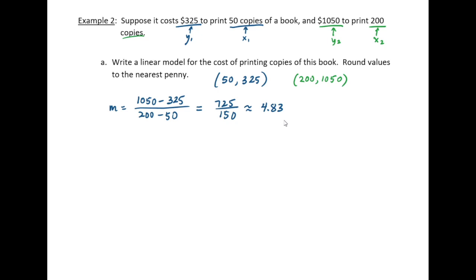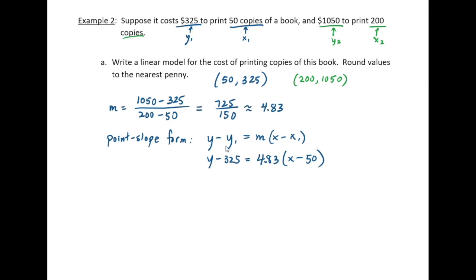Now to find the equation of the line, we can plug in this slope and one of the two ordered pairs into point slope form. I'm going to use the values from the first ordered pair, but you could also use the values from the second ordered pair. When we solve for y, we should end up with the same equation. So here's y minus y1 from the first ordered pair equals the slope, 4.83, times x minus x1 from the first ordered pair.